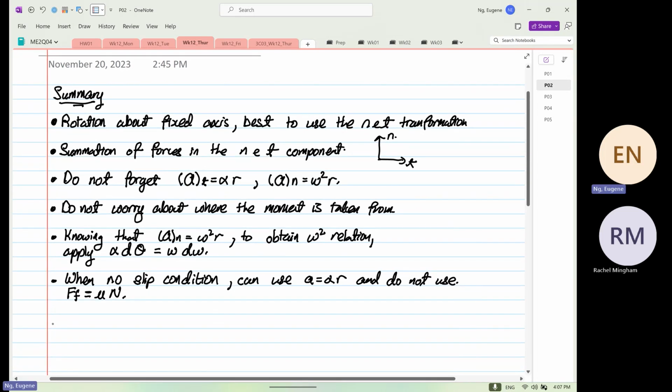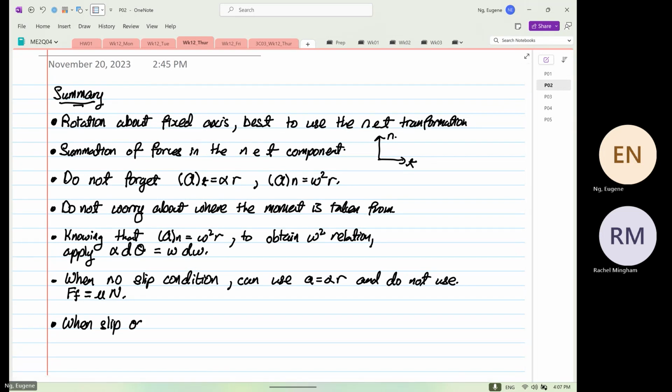And then when there's a slip condition, analyze with FF is equal to mu N, and do not consider A is equal to alpha R. Okay, so these are the rules that will be applicable in not just this case. A lot of cases are very similar. Are we clear? Yes.